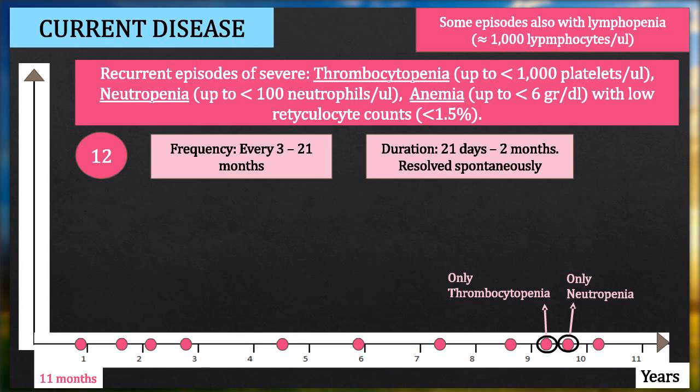Down here in the lines, you can note the times at which these episodes presented. The first one was at the age of 11 months. These episodes lasted a minimum of 21 days and the longest 2 months, and they truly resolved spontaneously aside from the transfusions. It is worth noting that of the last episodes, episode number 10 presented only with thrombocytopenia, and episode number 11 only with neutropenia. Some episodes were also with lymphopenia, around 1,000 lymphocytes.